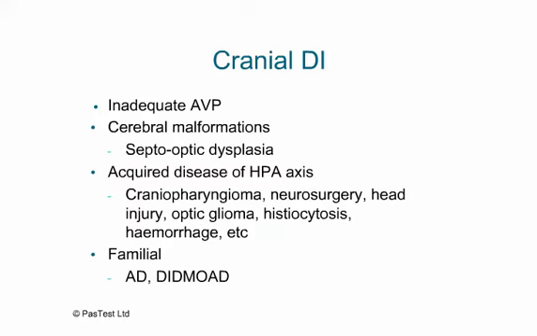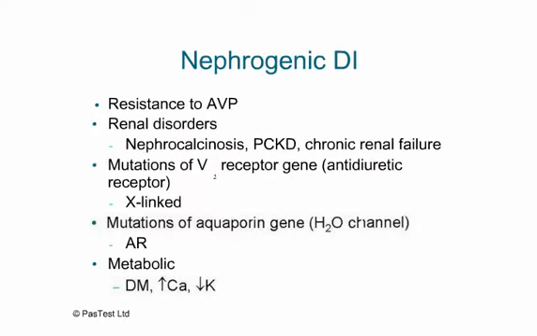On the other hand, nephrogenic diabetes insipidus is due to renal resistance to AVP. Renal disorders such as nephrocalcinosis and chronic renal failure may cause nephrogenic DI. There might be mutations in the vasopressin receptor or V2 receptor genes, which are most commonly X-linked and therefore occur mostly in males. There may be mutations in the aquaporin genes, which are usually autosomal recessive.